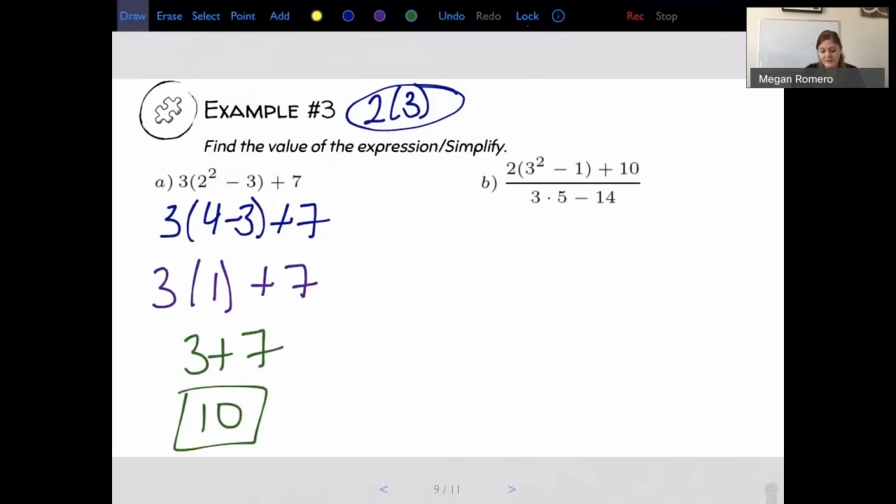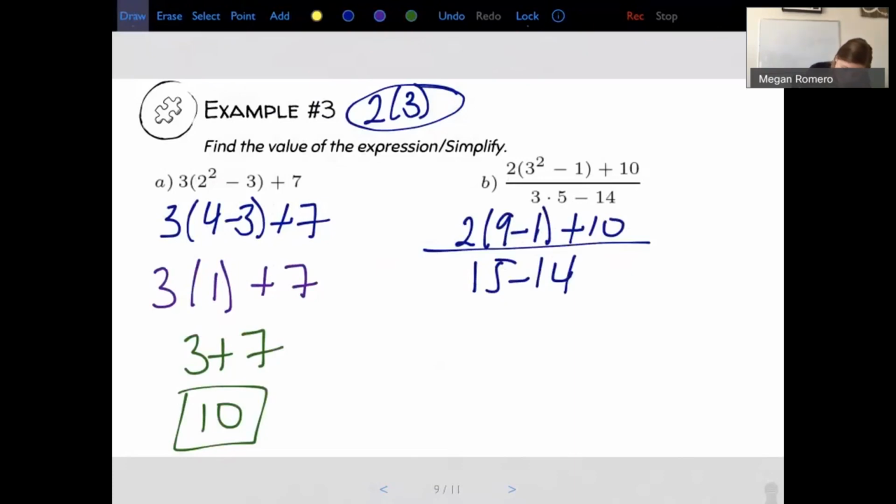For part B, we have a fraction, so we have a numerator and a denominator. So I would follow order of operations on both. Take a look at the numerator, take a look at the denominator, and then divide those two numbers. In the numerator, we have 2, and then we have a grouping. So we'll take care of that first. 3 squared is 9 minus 1, plus 10. In the denominator, what comes first is the 3 times 5. So that's 15 minus 14.